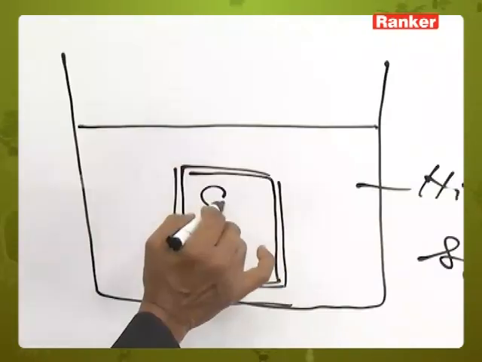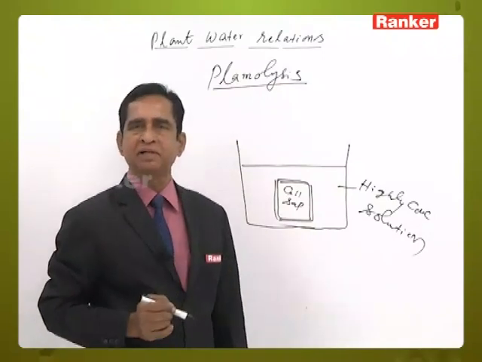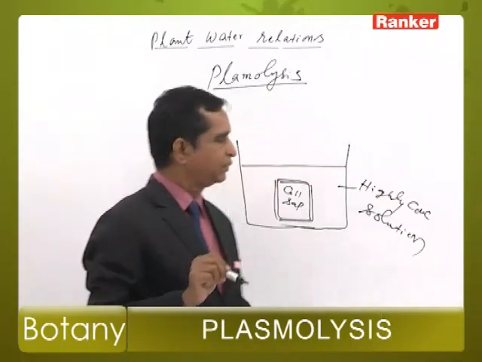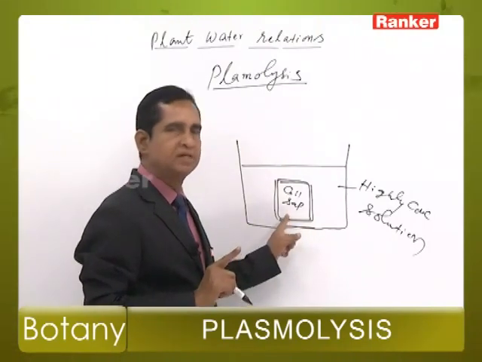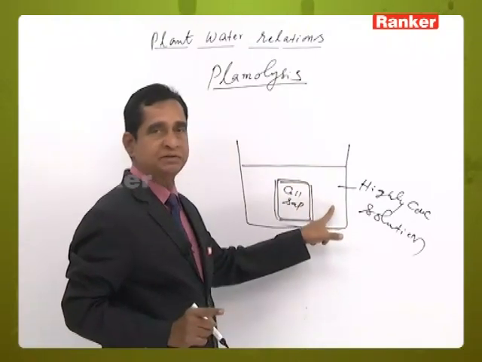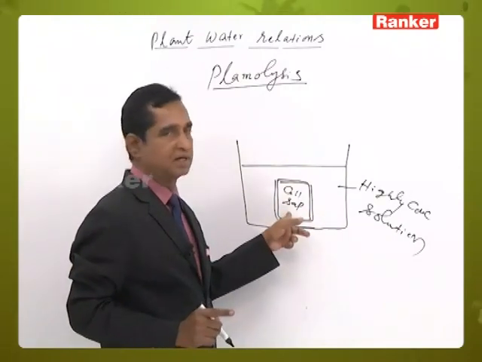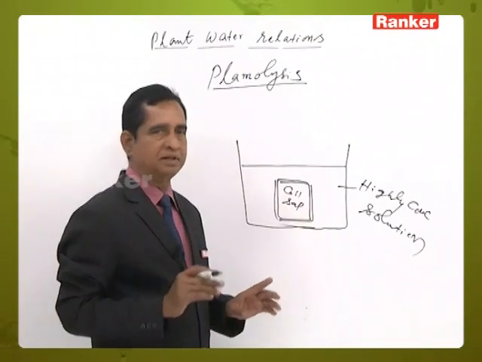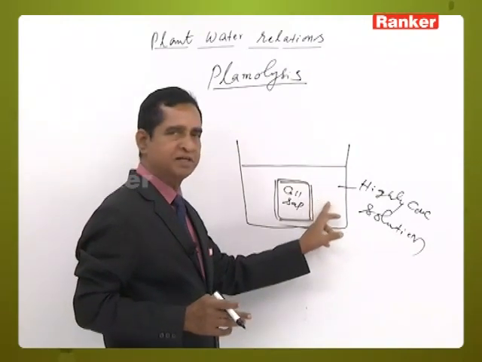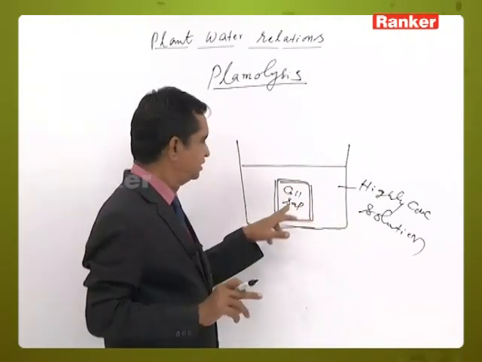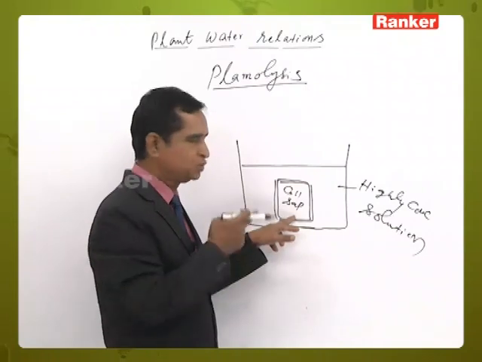The cell has cell sap. Cell sap is nothing but cell solution. This cell sap or cell solution also must be having some concentration. See that the concentration outside the cell is more than the concentration of the cell sap. Naturally, what happens? If it is higher concentration, its water potential will be less, and here because it is low concentrated, the water potential is more.